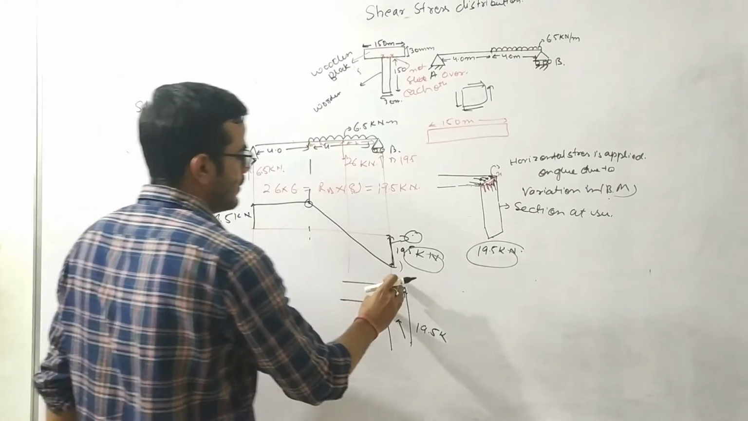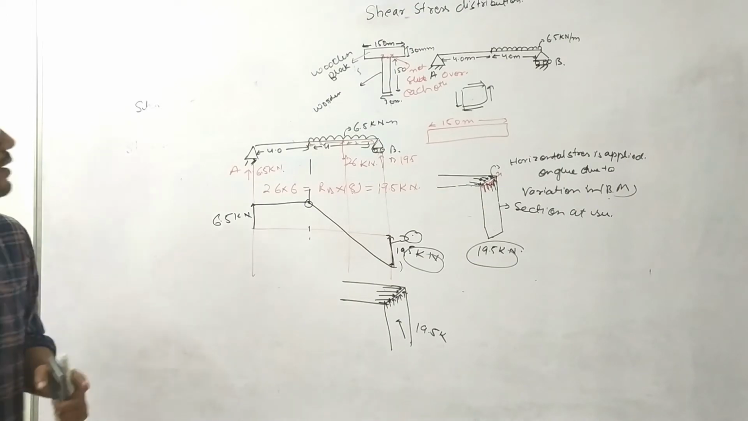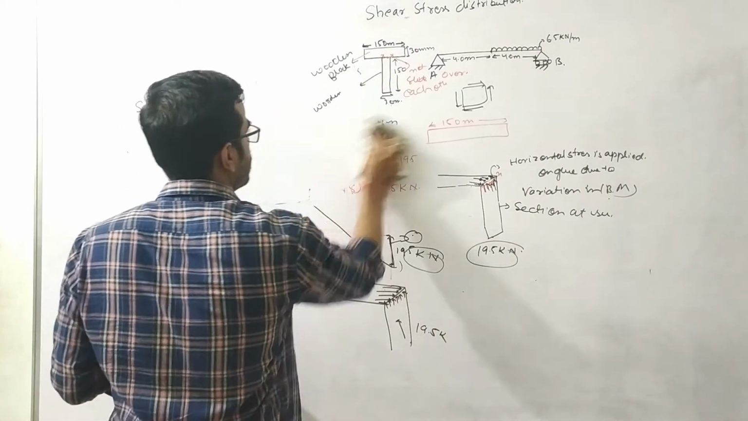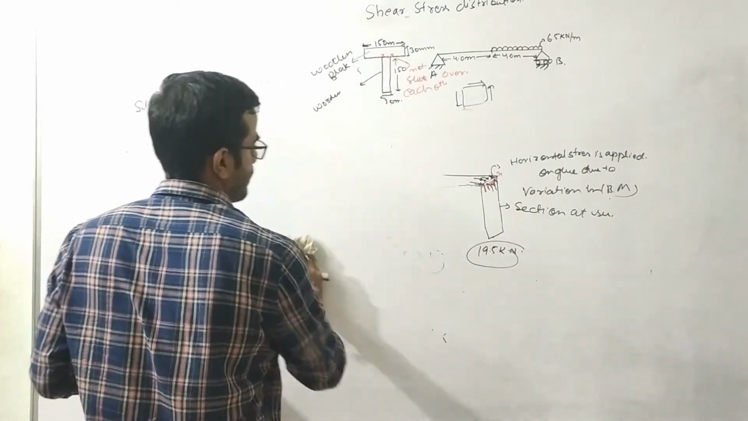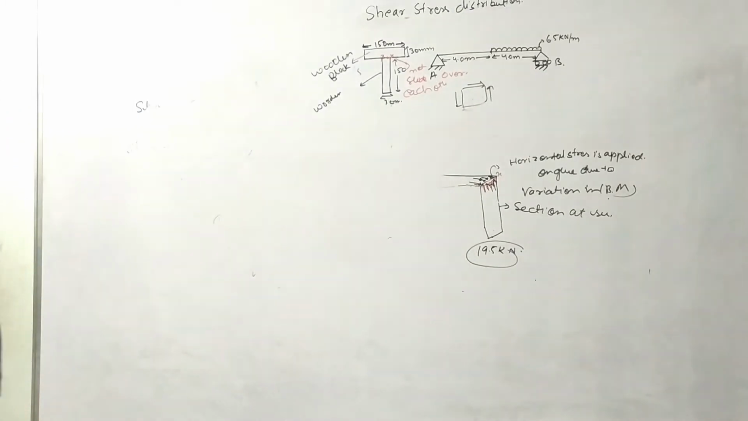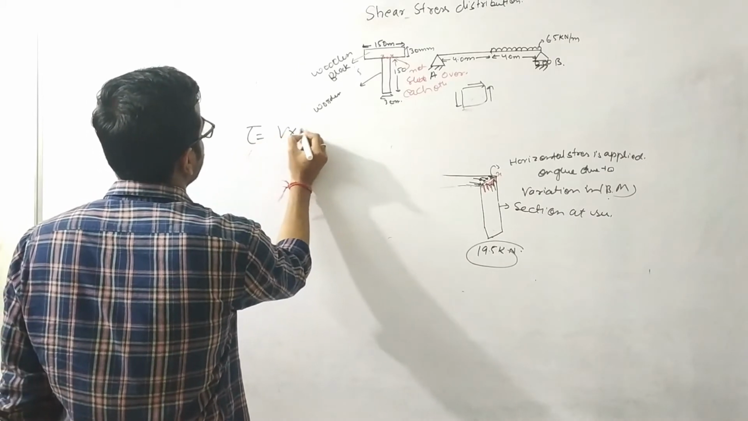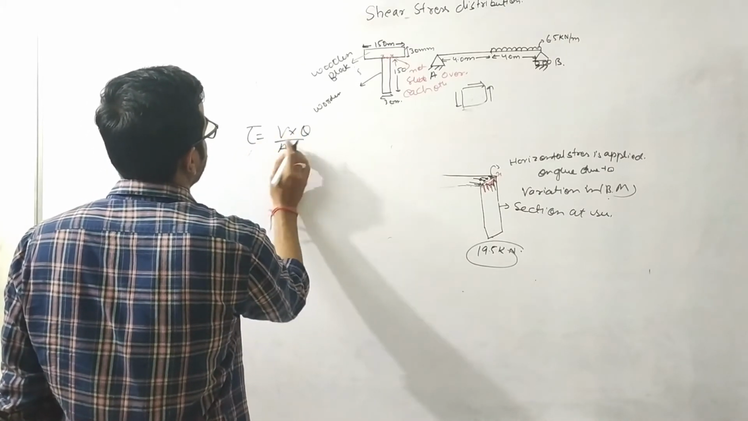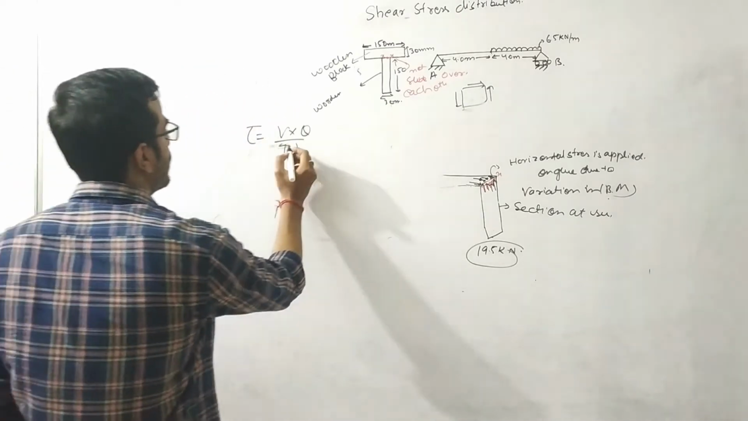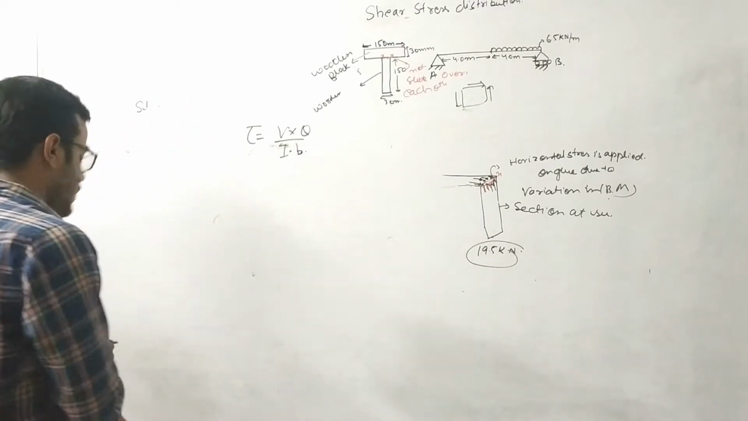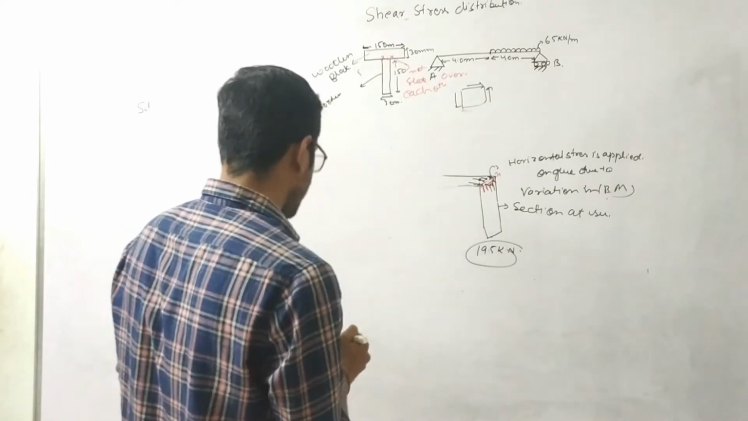So now I need to calculate this stress. My shear is maximum. The formula for calculating the shear stress is tau equals V into Q over I into B. Now my first task is to calculate the moment of inertia of this beam. But before calculating the moment of inertia, I should know where my neutral axis will lie.